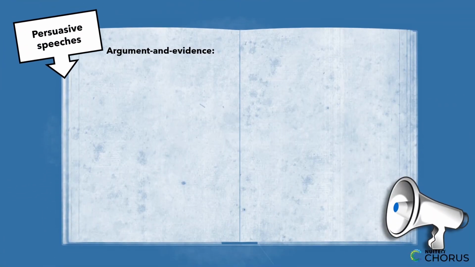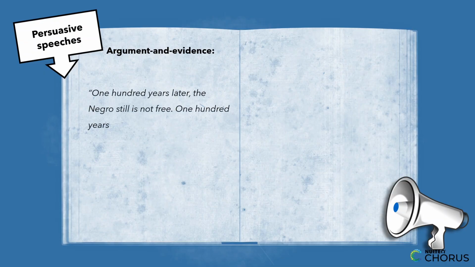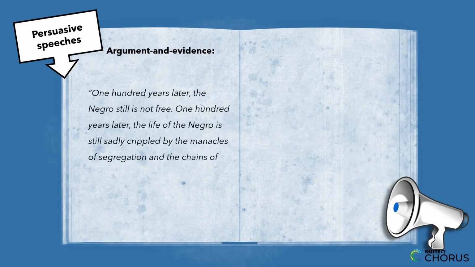Persuasive speeches often use an argument and evidence structure. Let's take an excerpt from Martin Luther King Jr.'s "I Have a Dream" speech. 100 years later, the Negro still is not free. 100 years later, the life of the Negro is still sadly crippled by the manacles of segregation and the chains of discrimination. How does structure enhance meaning?